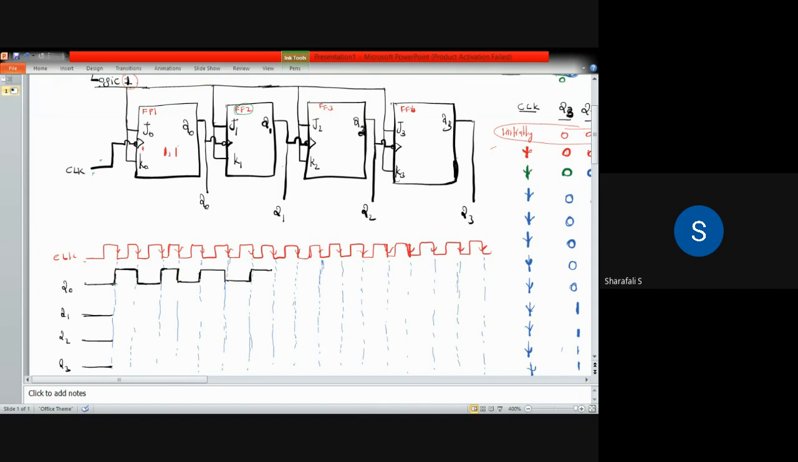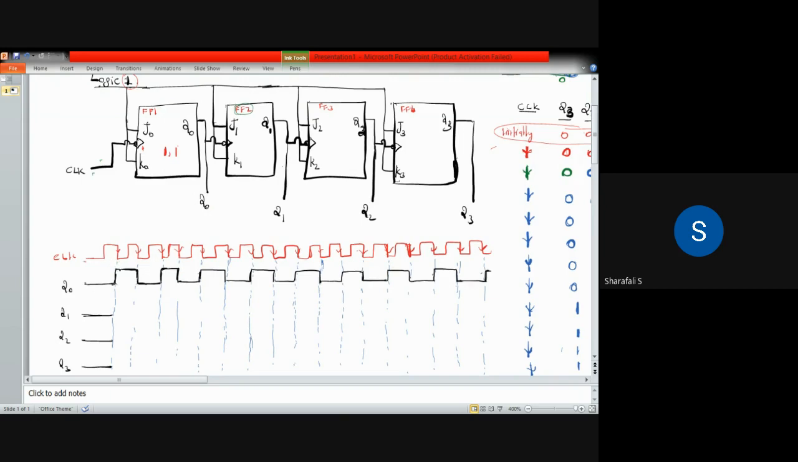This is not that difficult to draw, but you have to practice it. Otherwise, you might be in trouble, and if you are drawing it for the first time in exams, then it will be difficult. So you practice drawing this pulse diagram. So this is the Q0 states for different clock pulses.